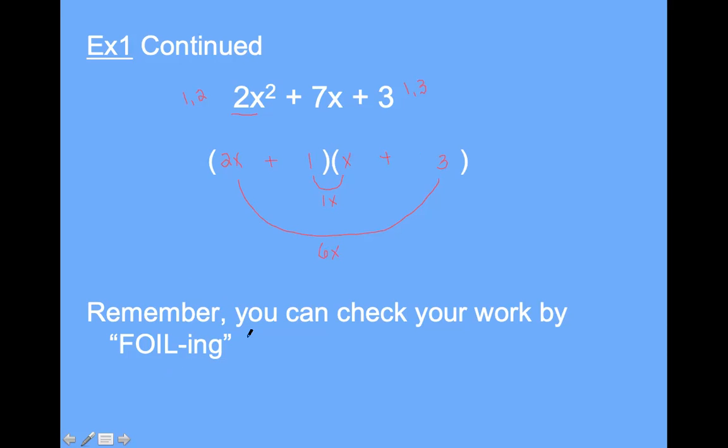It says, remember, you can check your work by foiling, right? I could multiply this all out and make sure it works. All right, 2x times x, 2x squared.